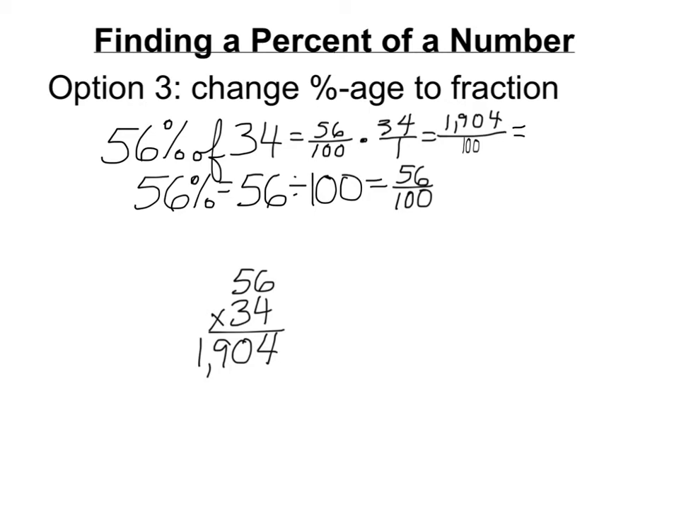Well, 100 goes into 1,904 19 times. And I know that because 100 goes into 900 9 times, and it goes into 1,000 10 times. Well, 10 and 9 makes 19. If I take that 1,000 off and the 900 off, I'm left with just 4. And of course the denominator stays the same.